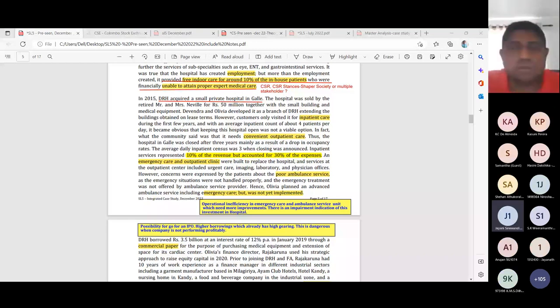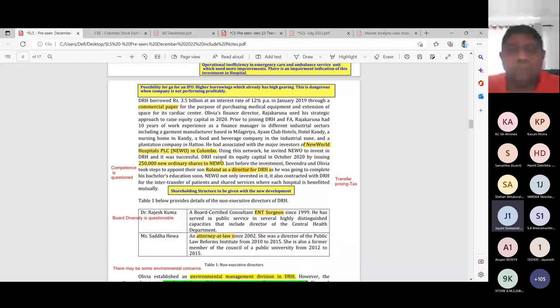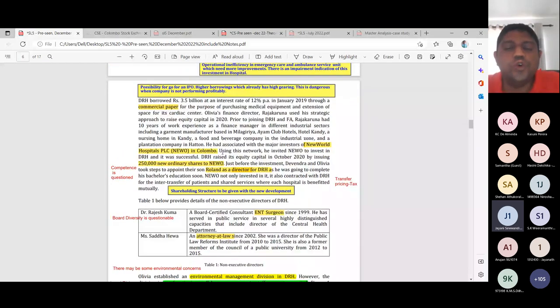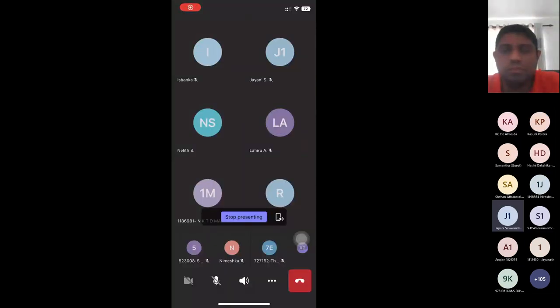Right, welcome back. So we'll move to page number 6. I hope you can see the window. Hope you can see the window. Yes, sir, we can see.